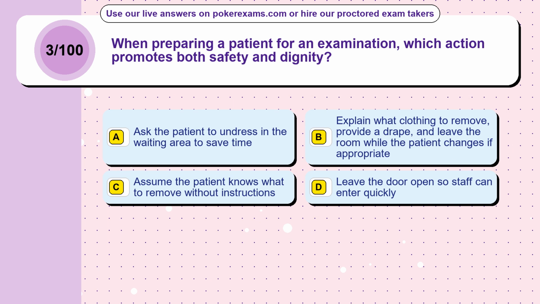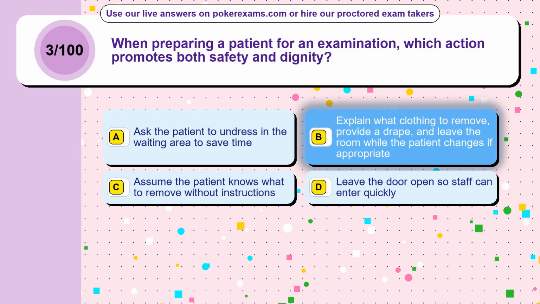Question 3. When preparing a patient for an examination, which action promotes both safety and dignity? Option A. Ask the patient to undress in the waiting area to save time. Option B. Explain what clothing to remove, provide a drape, and leave the room while the patient changes if appropriate. Option C. Assume the patient knows what to remove without instructions. Option D. Leave the door open so staff can enter quickly.